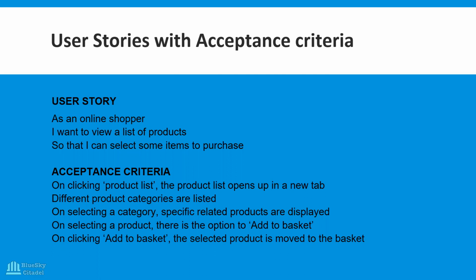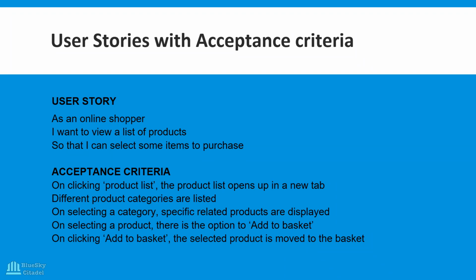So remember our first user story at the start: as an online shopper, I want to view a list of products so that I can select some items to purchase. What are the conditions that must be met for me to know that this user story is complete? Number one, when I click, the product list opens up in a new tab. If the product list is open, it has passed that stage. Remember we said pass or fail, yes or no.